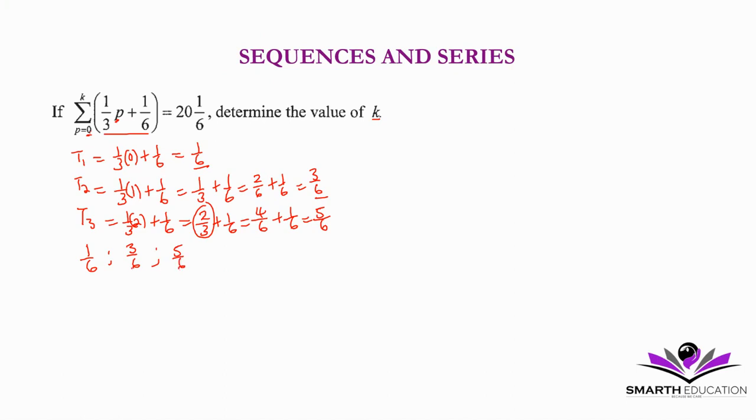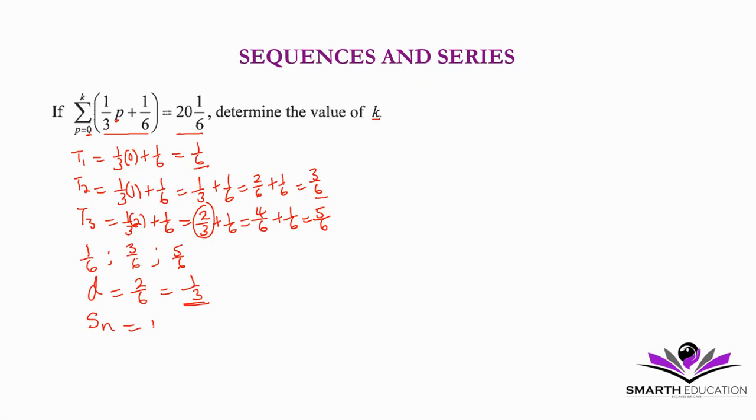So if you check here, 3 over 6 minus 1 over 6 is 2 over 6. 5 over 6 minus 3 over 6 is 2 over 6. So our common difference is equal to 2 over 6, which is equal to 1 over 3. When you're adding these terms, we get 20 and 1 over 6. So we have to substitute in the formula.